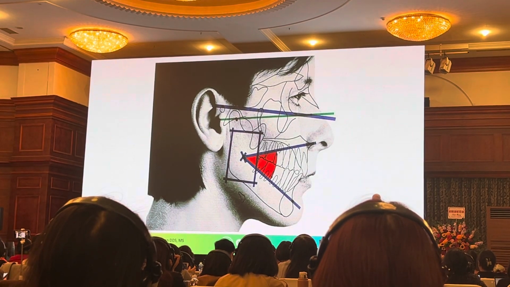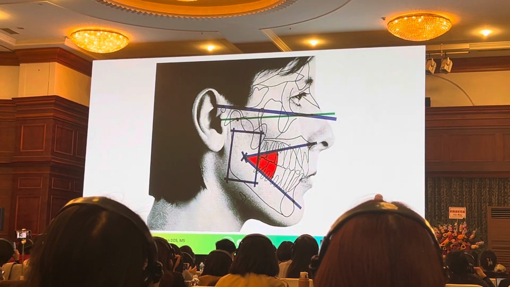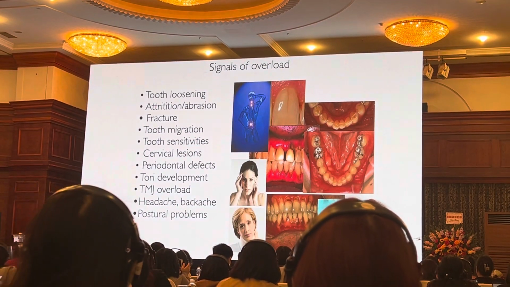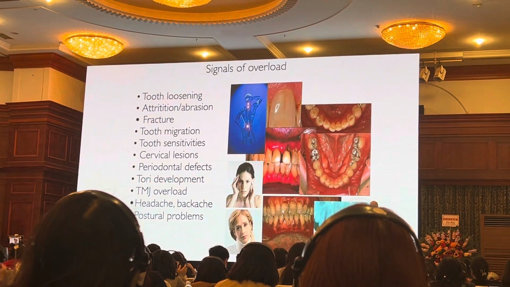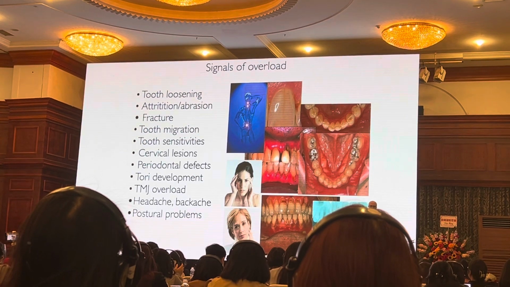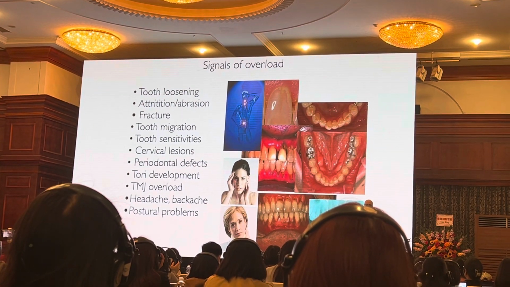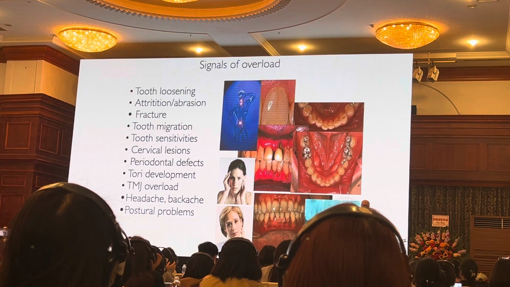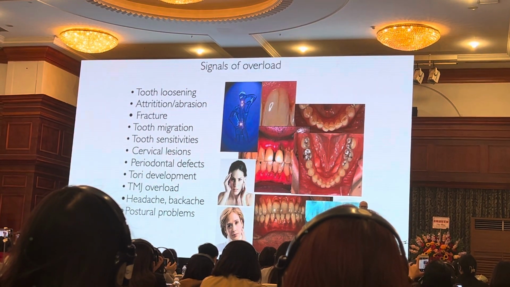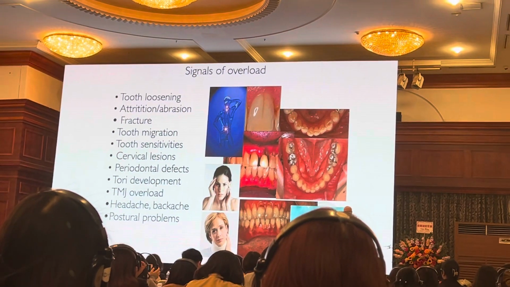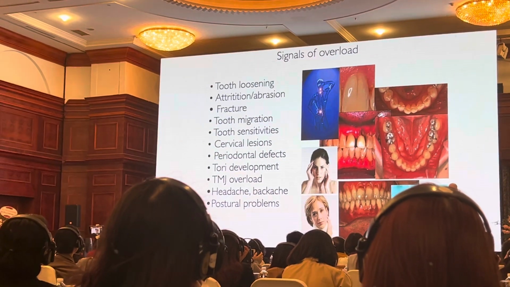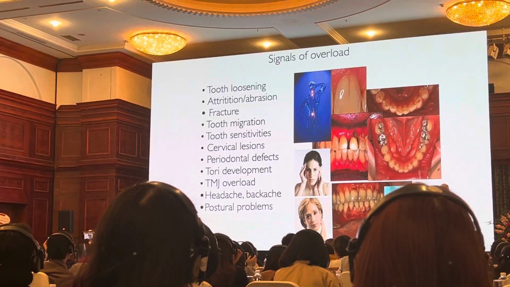Okay. Another important thing to check now in the case is some signals of the system overload. If the system is not good, you will see loosening of teeth, attrition, abrasion, many fractures, tooth sensitivities, cervical lesions, periodontal defects, torus development, TMJ pain, TMJ overload, resorption condyles, headache, backache, postural problems. This is a signal that the system is in collapse.